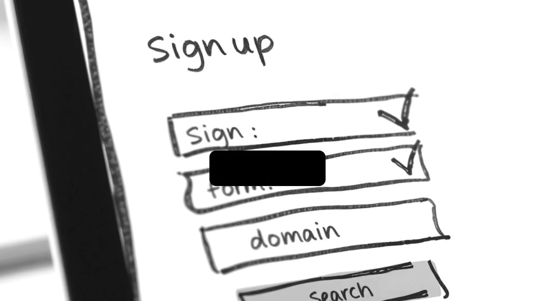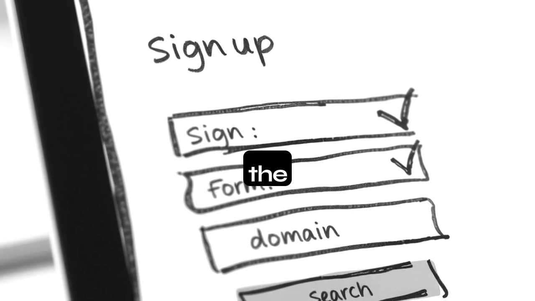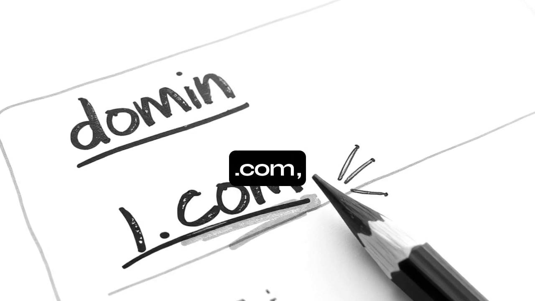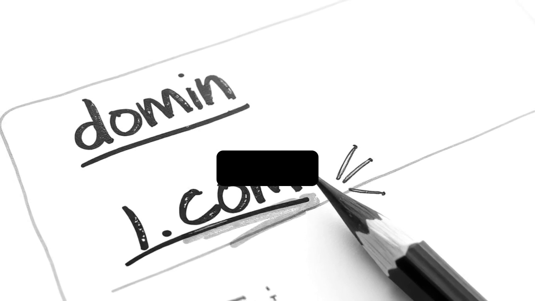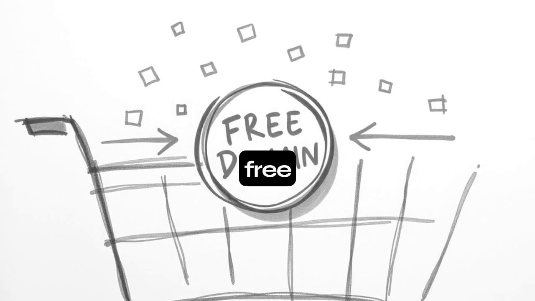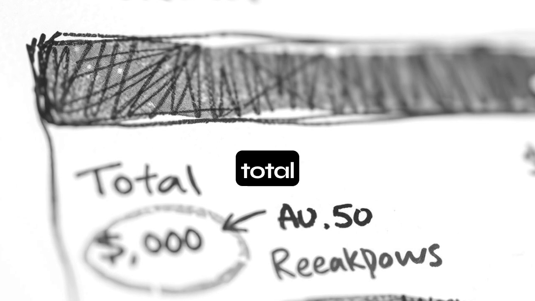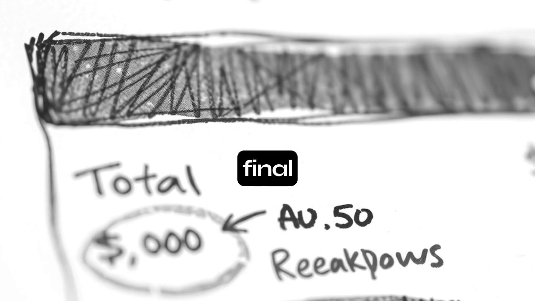Create your account, verify email, and continue to the domain search field. Type your desired name, choose .com, then select an available domain and continue. Confirm the free .com badge in your cart before proceeding to checkout. Review the total price, discounts, and final term.